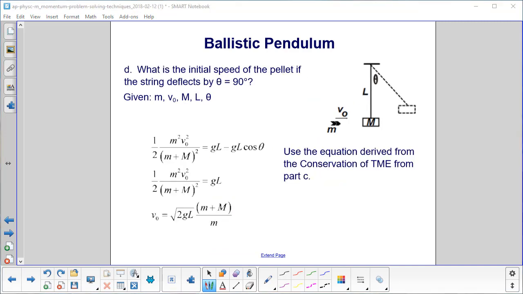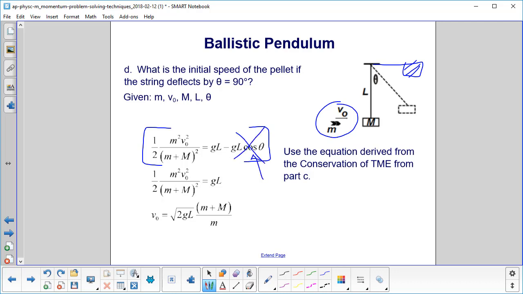What is the initial speed of the pellet if the string deflects by theta equals 90 degrees? So that means our system deflects all the way up to there, and we want to find this v0. Let's go back to our conservation of energy equation from a few slides ago, and theta is 90 degrees, so what happens to this term here? Right, goes out. Cosine of 90 is 0. We get this, and once again we do a little bit of algebra, and please check this on your own. It's fun. And there's our initial velocity. So if the pellet has that velocity, it will swing this mass all the way up to there.